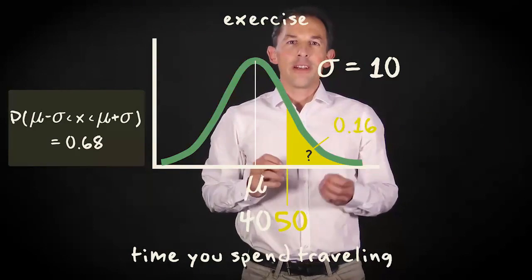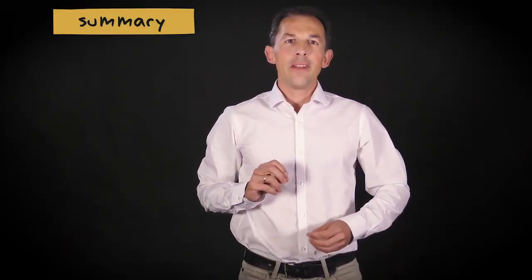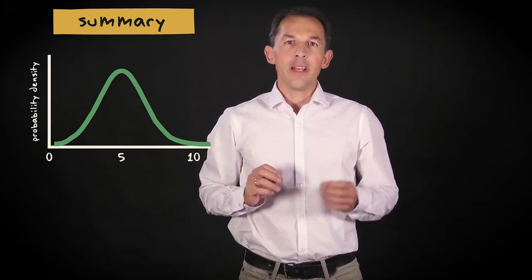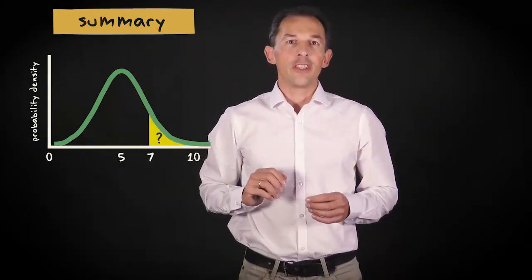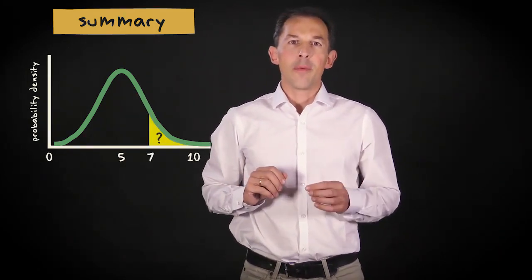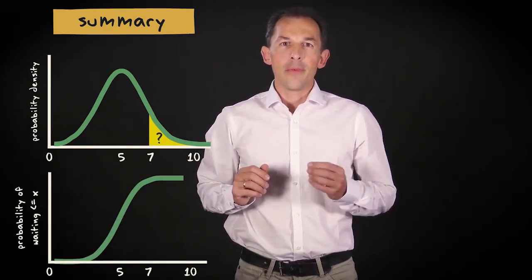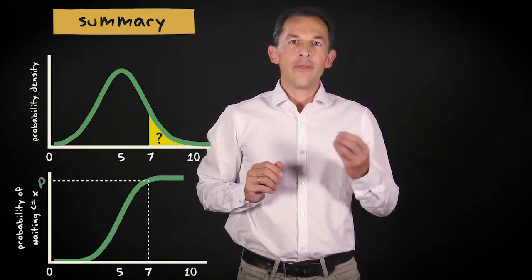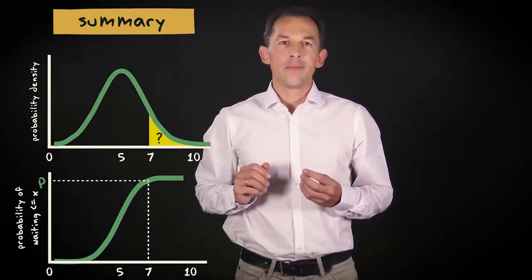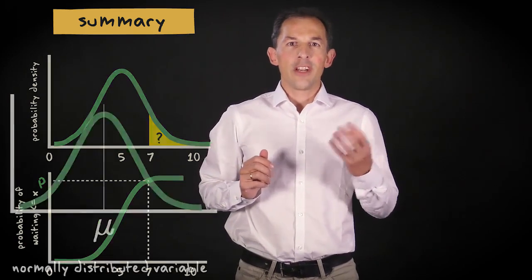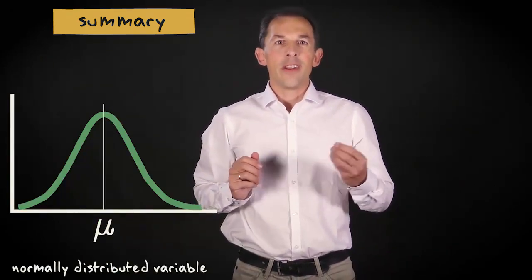Let me summarize what I explained in this video. On the basis of a probability density function, you can calculate the probability that the random variable falls within a given range by estimating the area under the curve for that range. With the cumulative probability function, you can do the same, but more accurately, by reading the probability for the relevant values from the y-axis. For a normally distributed variable, there is a fixed relation between the probability and an interval around the mean.